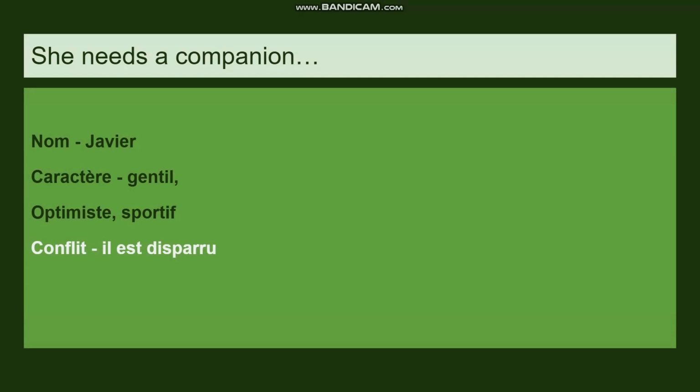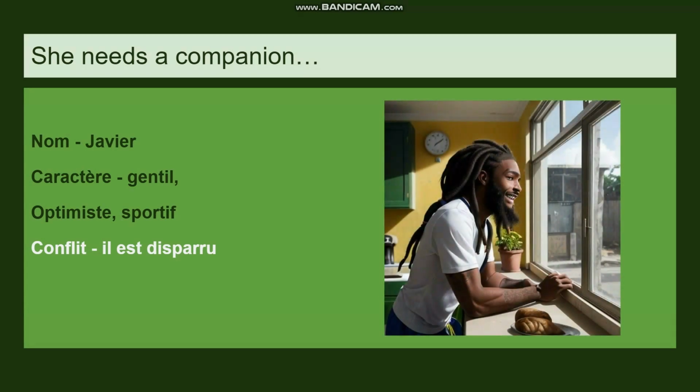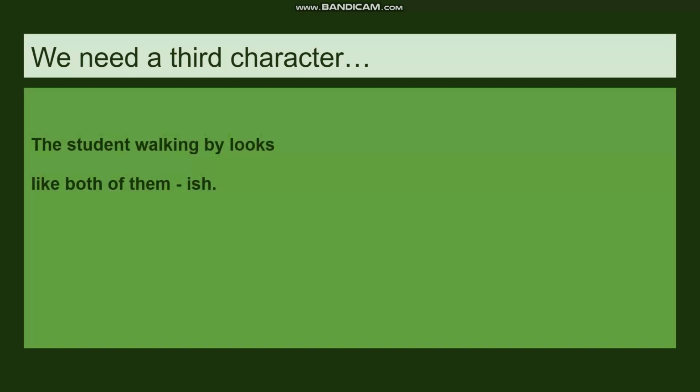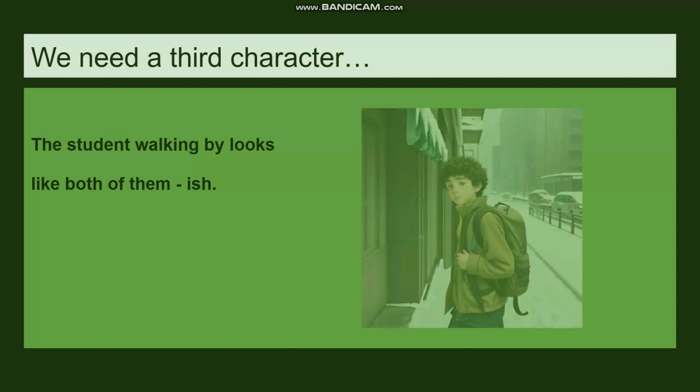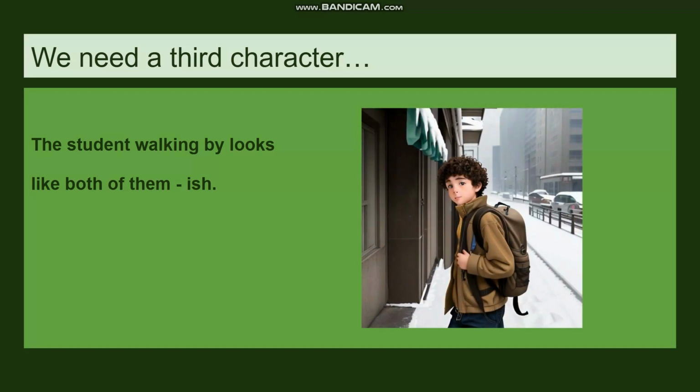Il s'appelle Javier. Il est gentil, optimiste et sportif. Problème, il est disparu. He's missing. All right, so let's see. We need a third character, just someone to sort of bounce some things off. We need an extra. So we'll have a student walking along who looks kind of like both of them. This is our extra student who will be walking through our scene a little bit.